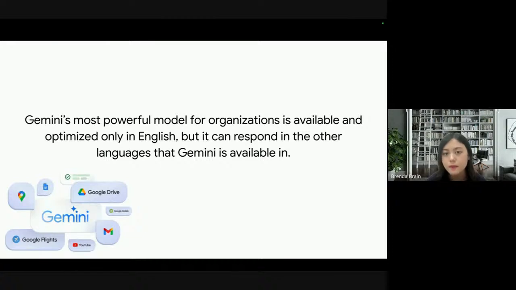Let's say you have a sentence, I can use this right now: "Gemini's most powerful model for organizations is available and optimized only in English." Help me translate this to maybe Japanese. So Gemini will help you to translate this to Japanese.